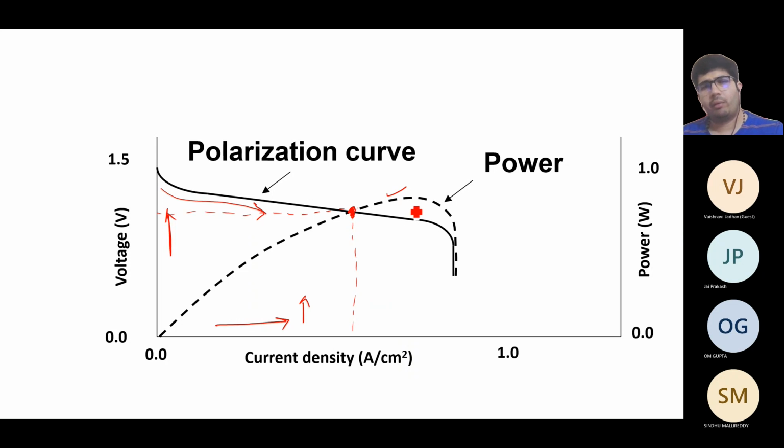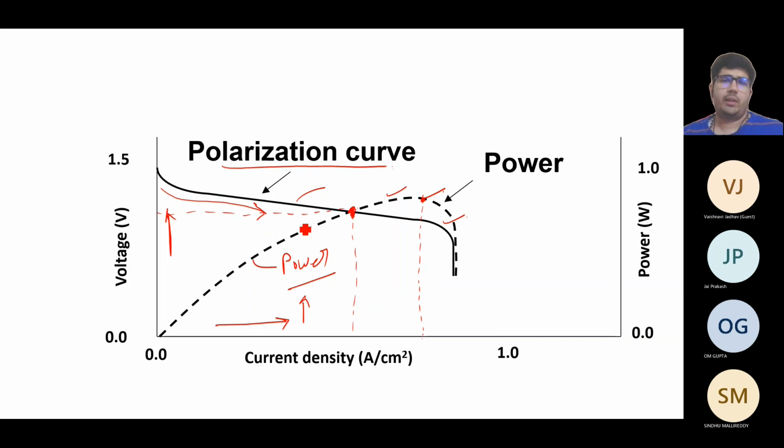If you want more power and less voltage, then we can go further. But we cannot go beyond this point, because if we move beyond it, then there will be huge losses due to the mass transportation losses. Okay, so this dotted curve is showing the power, and this curve is showing the polarization curve, which is showing the drop of voltage with current density.